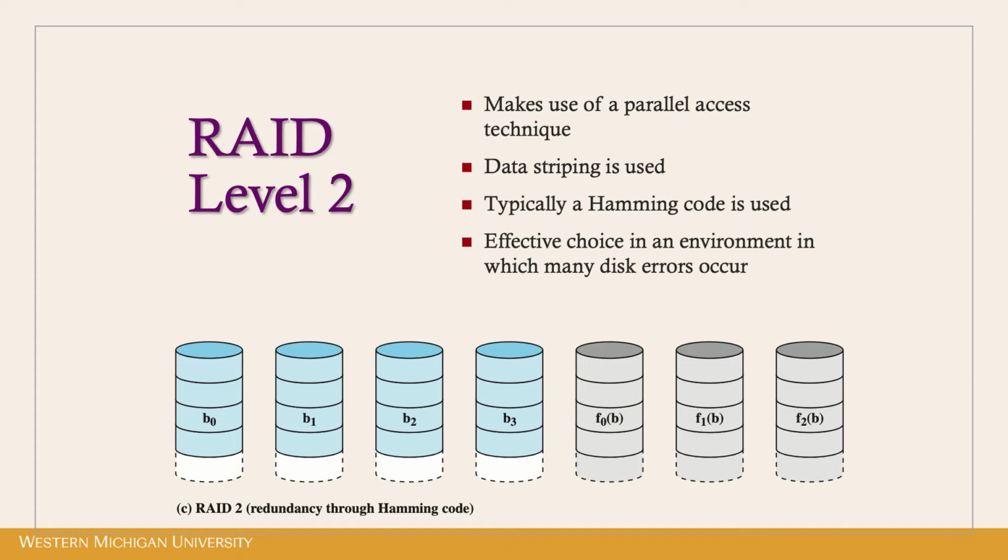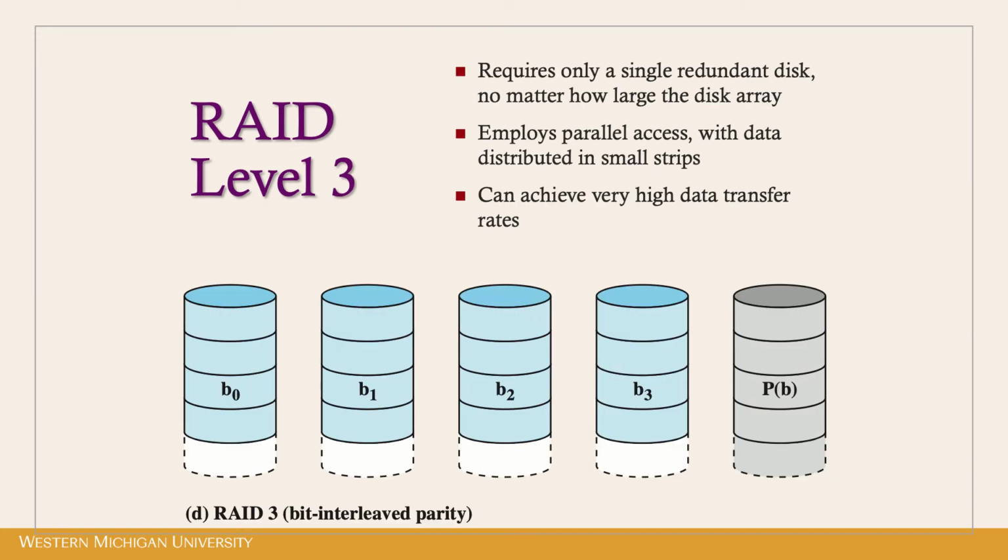With RAID 2, we make use of a parallel access technique, and we stripe our data. We can typically use something like a Hamming code, and this is effective in an environment where many disk errors occur. So we get some redundancy by using a Hamming code, so it's a little more cost effective than RAID 1. It's not really very widely used, though. RAID 3, we only have to use a single redundant disk, no matter how large the disk array is, and we use parallel access with data distributed into small strips, and we can get very high transfer rates with this.